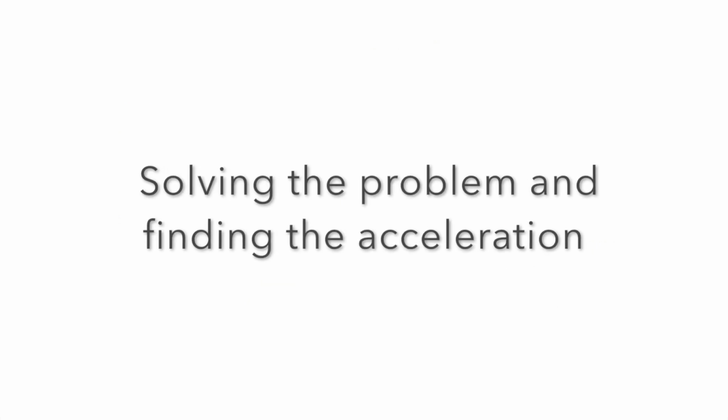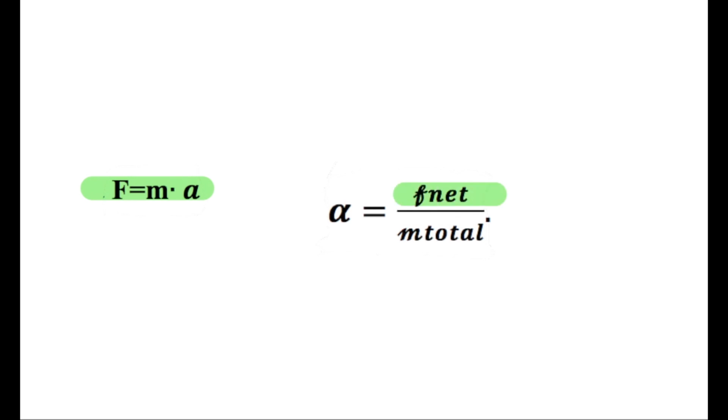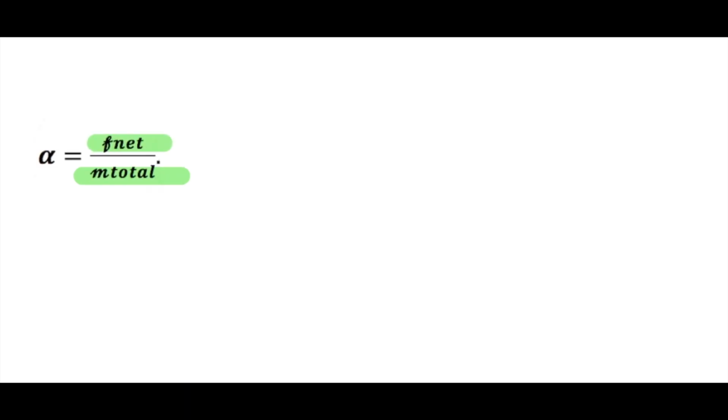In order to solve the problem and find the acceleration, the equation F equals m times a will have to be rearranged to a equals F over m. F refers to the net force and m represents the total mass of the system. Once all the forces are applied, the formula should look like this.